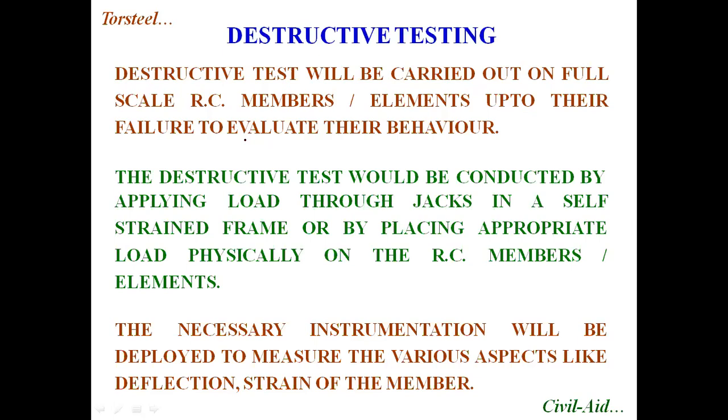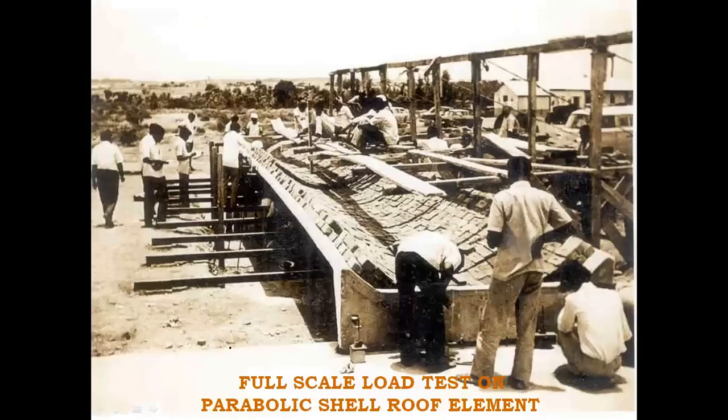Here, destructive testings will be carried out on full scale RCC members or elements up to their failure, to evaluate their behavior. The destructive test would be conducted by applying load through jacks in a self-strained frame, or by placing appropriate load physically on the RCC members. And the necessary instrumentation will be deployed to measure various aspects like deflections and strains of the members. That is how you can make use of deflectometers in destructive methods.